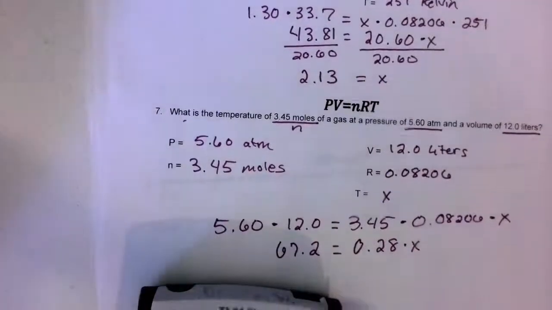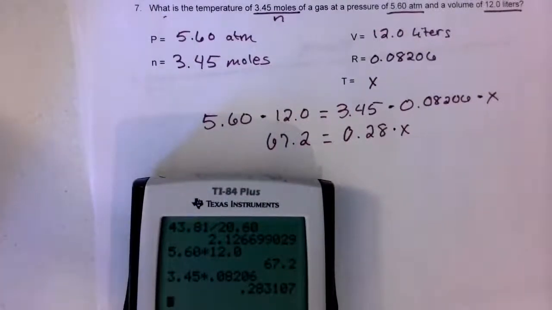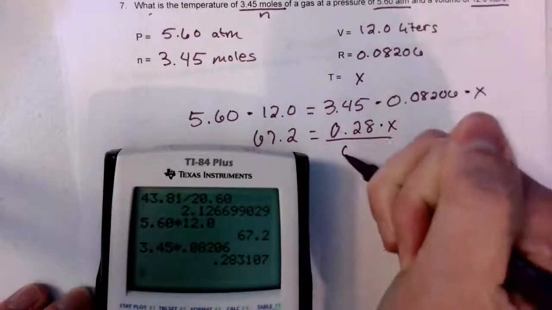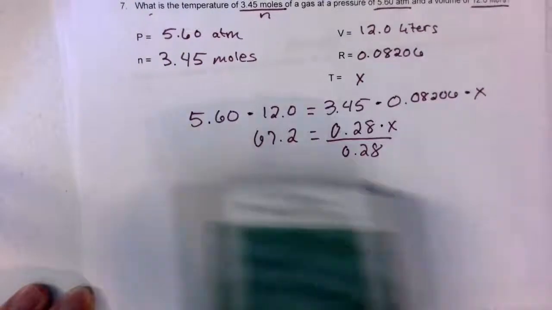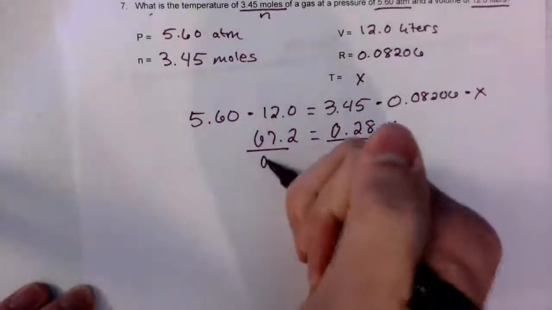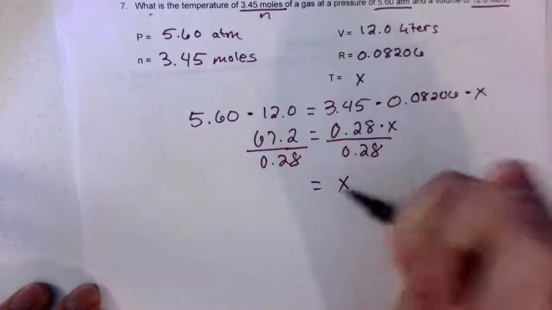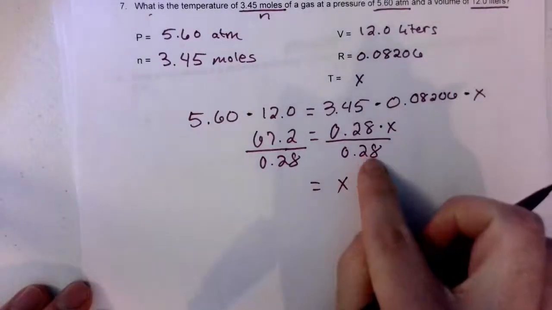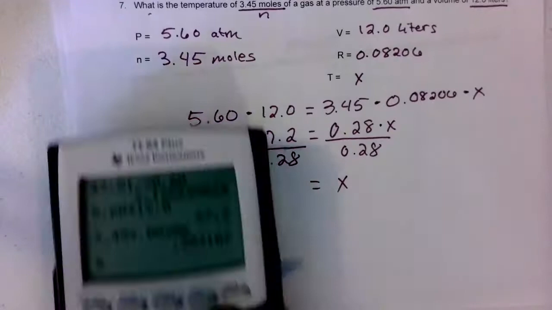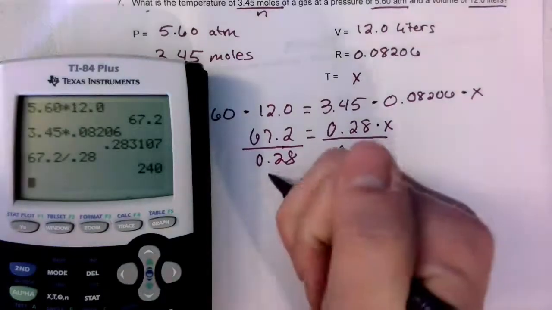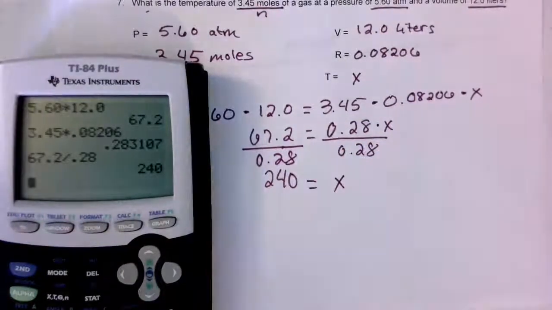Okay? So, let's divide. We're going to divide both sides by this 0.28. Alright, so divide this side by 0.28 as well. On this side, we'll just be left with X, because 0.28 divided by 0.28 is going to be 1. It's going to be itself. Now we're going to do 67.2 divided by 0.28, and that is 240.